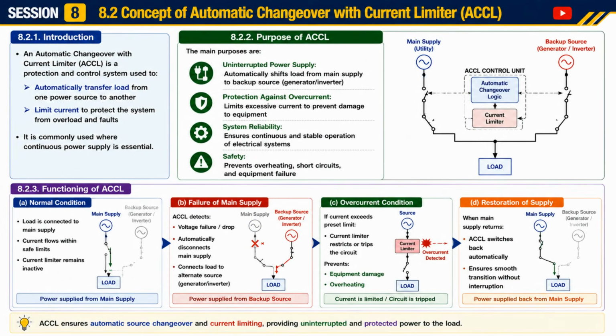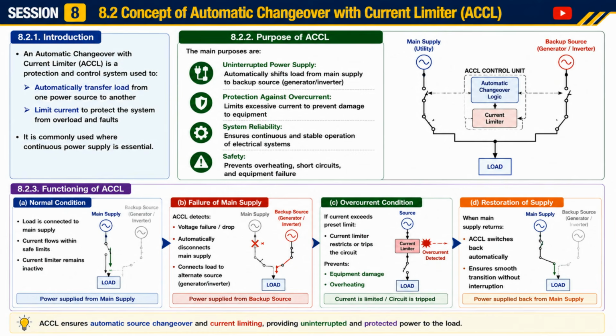Concept of automatic changeover with current limiter, ACCL. Pointwise. 1. Introduction. Automatic changeover with current limiter, ACCL, is a protection and control system. It automatically transfers the load from the main supply to the backup source during a power failure. It also limits excessive current to protect the electrical system. It is widely used where continuous power supply is essential.